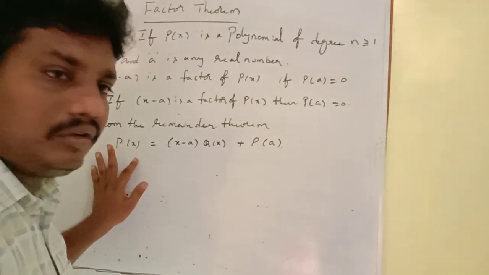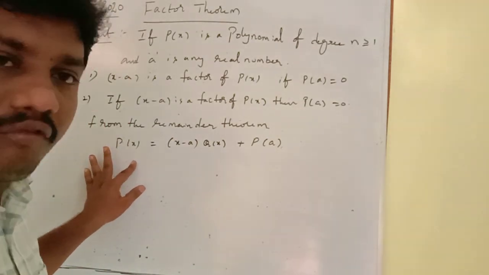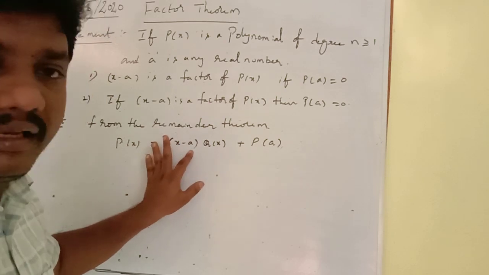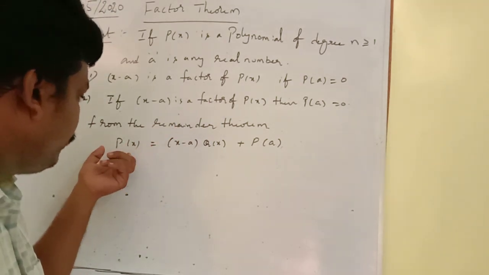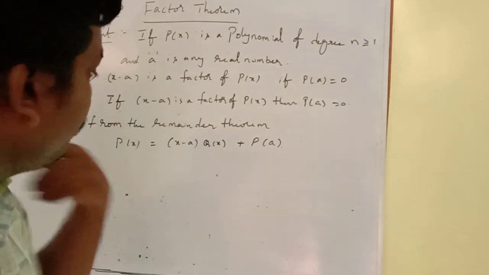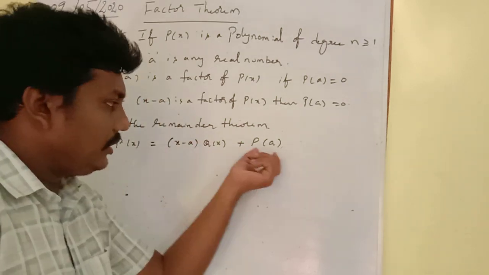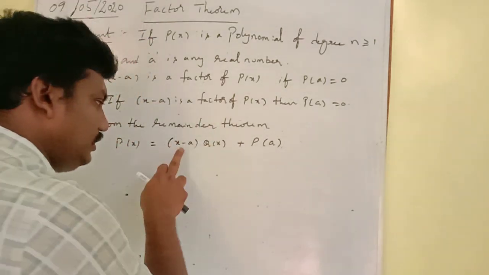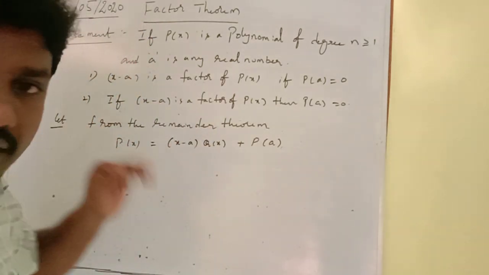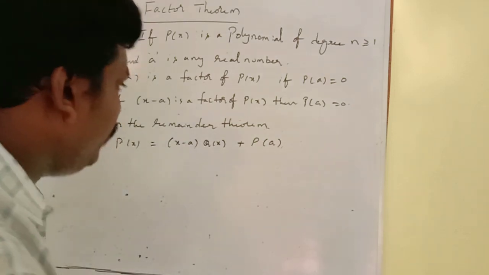p of x is a polynomial of degree greater than or equal to 1, and x minus a is a linear polynomial. When p of x is divided by the linear polynomial, it gives the remainder p of a. Here we have the quotient and the remainder, the divisor and the dividend.